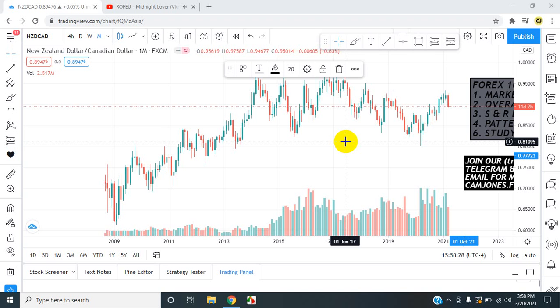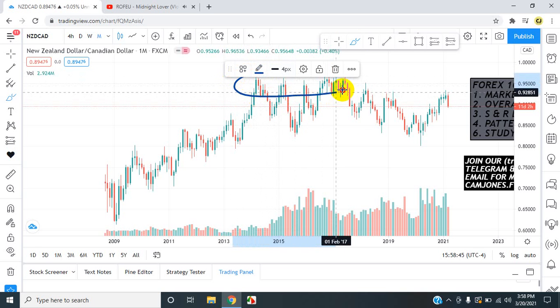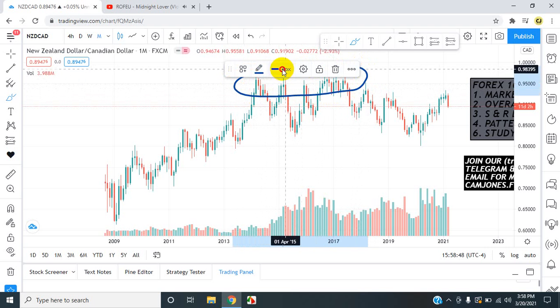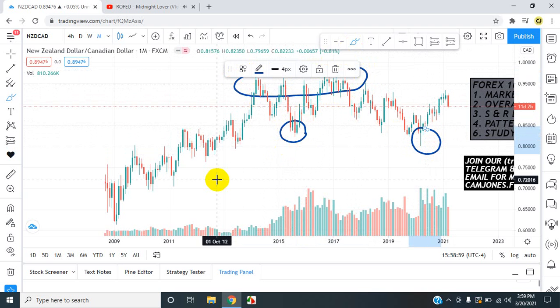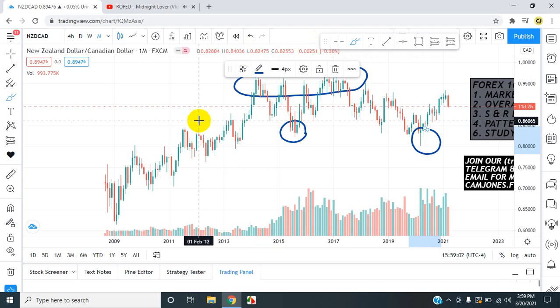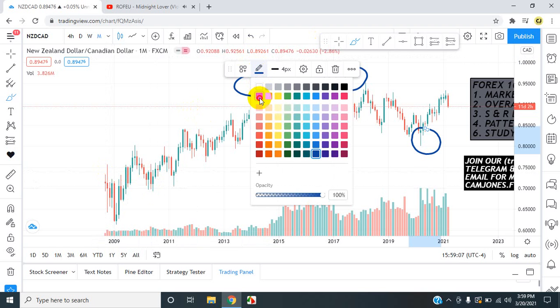Okay everyone, we are marking up NZD, CAD. Let's take a look to see what's going on in the market. I'm going to circle some key areas that I'm going to bring up during the market structure. Okay guys, we're going to start marking up our market structure. Let's see what's going on in the market.